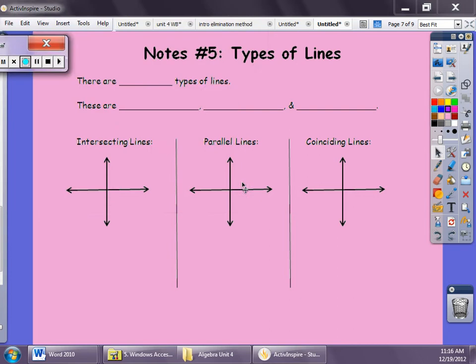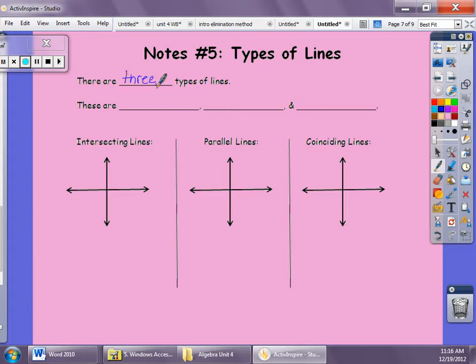The different types of lines we have with systems of equations. There are three types of lines: we can have intersecting, parallel, or coinciding lines. These are the three different types of lines that we can get with a system of equations.